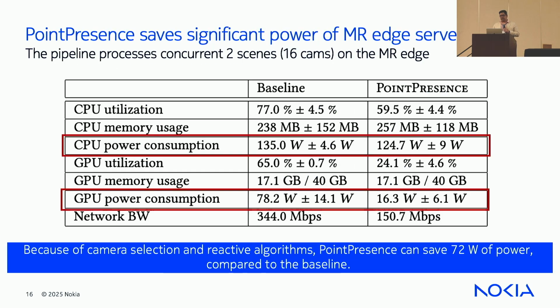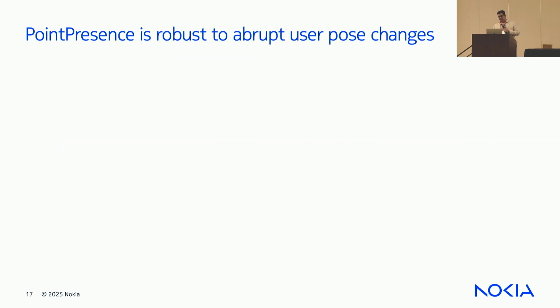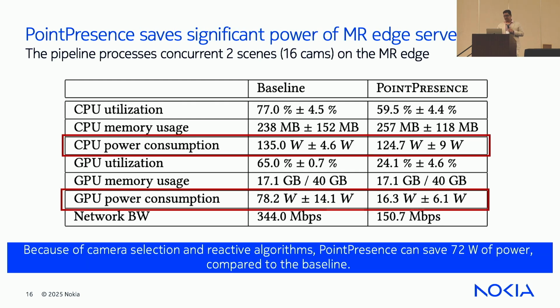So PointPresence also saves significant power of the MRH. We have the MRH process two concurrent scenes, meaning 16 cameras on the same MRH. And we measure a different metric, but basically the power consumption for both CPU and GPU reduced significantly because of the PointPresence camera selection and reactive pipeline design.